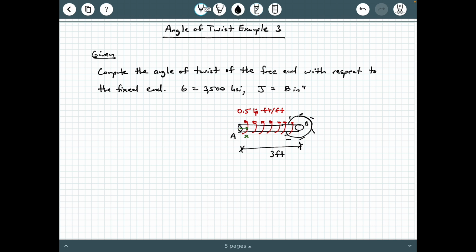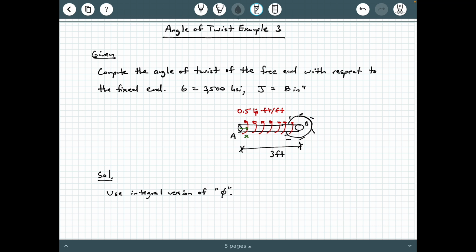Now, how do we solve this? Well, the first thing we need to recognize is we're going to have to use the integral version of our angle of twist formula. So I'm going to make a note here: use integral version of phi. How do we know that we have to use the integral version? Well, we know that because of the presence of this uniformly distributed torque.